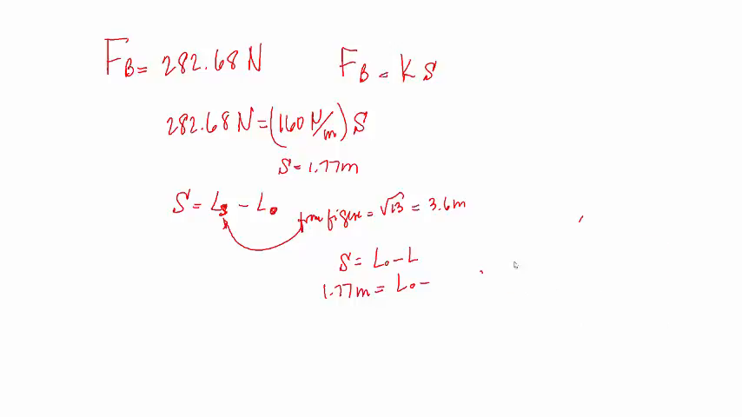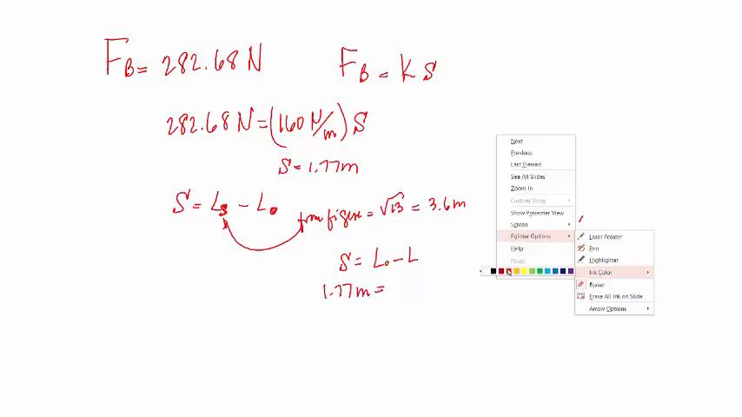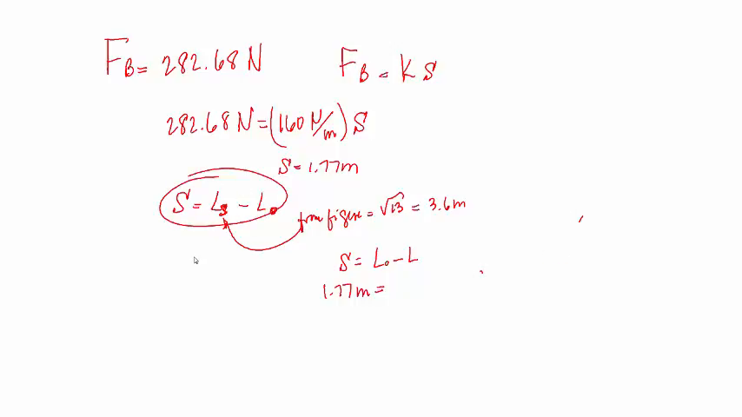let me erase this. So the generic form is that the stretched length, which is normally longer for springs, would be larger than the unstretched. So this was 3.6 minus the unstretched. Okay, so this is the unstretched. So then the unstretched length would be 1.84 meters. And that's it.